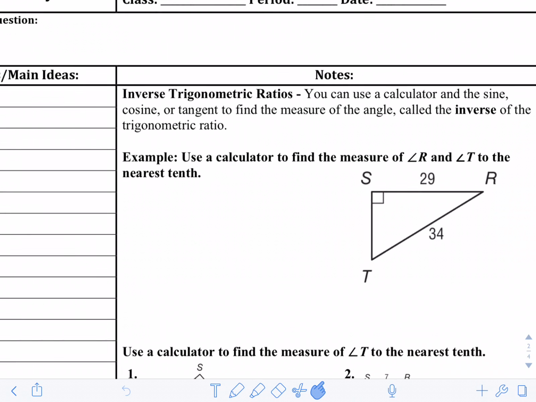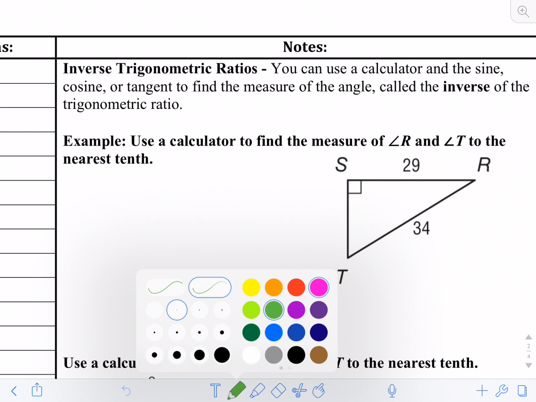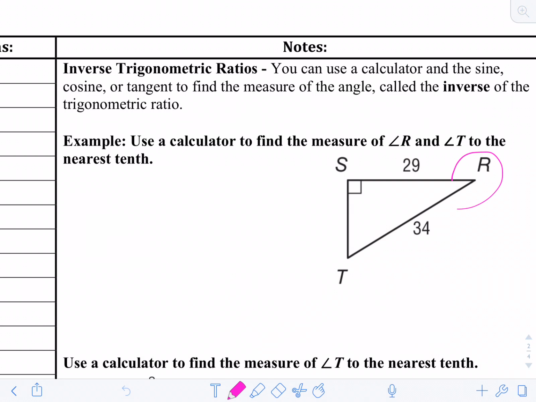So example number 1. Use a calculator to find the measure of angle R and angle T to the nearest tenth. For this one, we're going to start with angle R. Here is angle R. Looking at angle R, this would be your adjacent, and this 34, that's across from the right angle, so that's our hypotenuse.